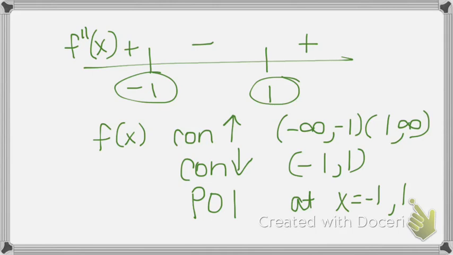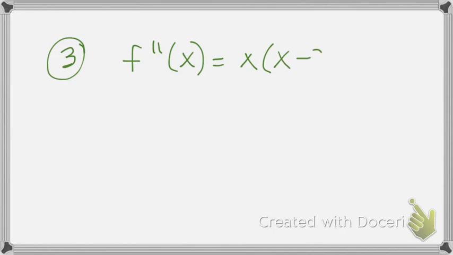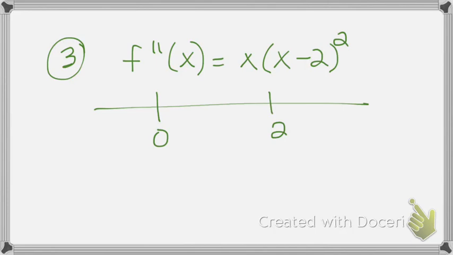Now I want to show you just a couple more examples. On these examples, I want you to know that I've already found the second derivative. I don't know what the original looks like, but here's the second derivative. And I set it equal to 0, and I made a number line. So I'm just wanting to show you what the number line looks like and how you can use that number line to help you.